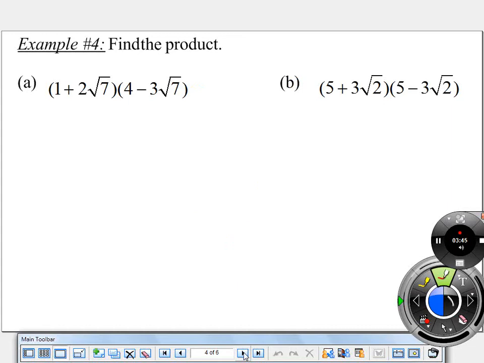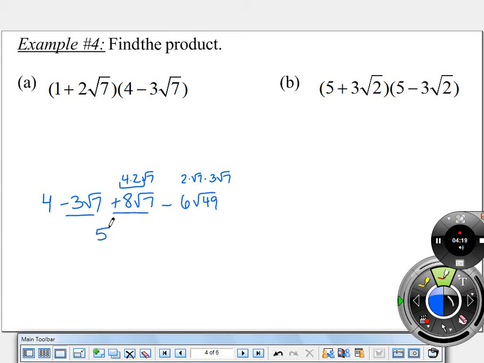All right, so multiplying, when we multiply these, we're going to use the distributive property or FOIL. So 1 times 4 would be 4. 1 times 3 rad 7. 4 times 2 rad 7. So remember, when you're doing 4 times 2 rad 7, these get multiplied. The 4 can't just jump inside the radical, okay? And then 2 rad 7 times 3 rad 7 is going to be 6 rad 49. Okay? So these two are like terms.